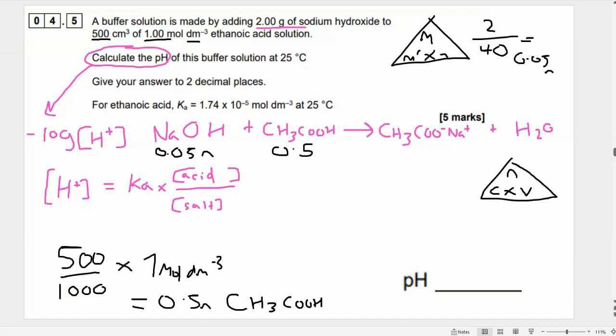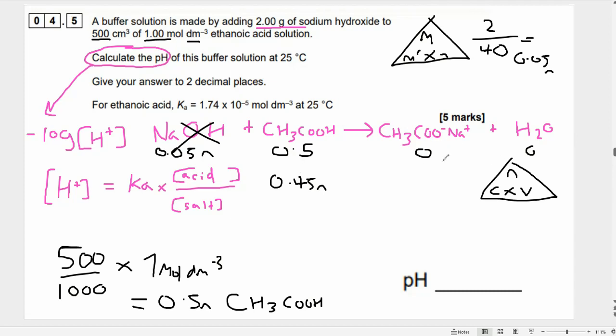When they react, look, I've only got enough to neutralize 0.05 moles. It's a 1-to-1, so I'm only going to neutralize 0.05 moles of the acid, which means I'm going to be left over with 0.45 moles of the acid. My sodium hydroxide is going to be completely out of it. It's been completely wiped out. I have none of that left in my buffer solution, but I do have 0.45 moles of ethanoic acid left.